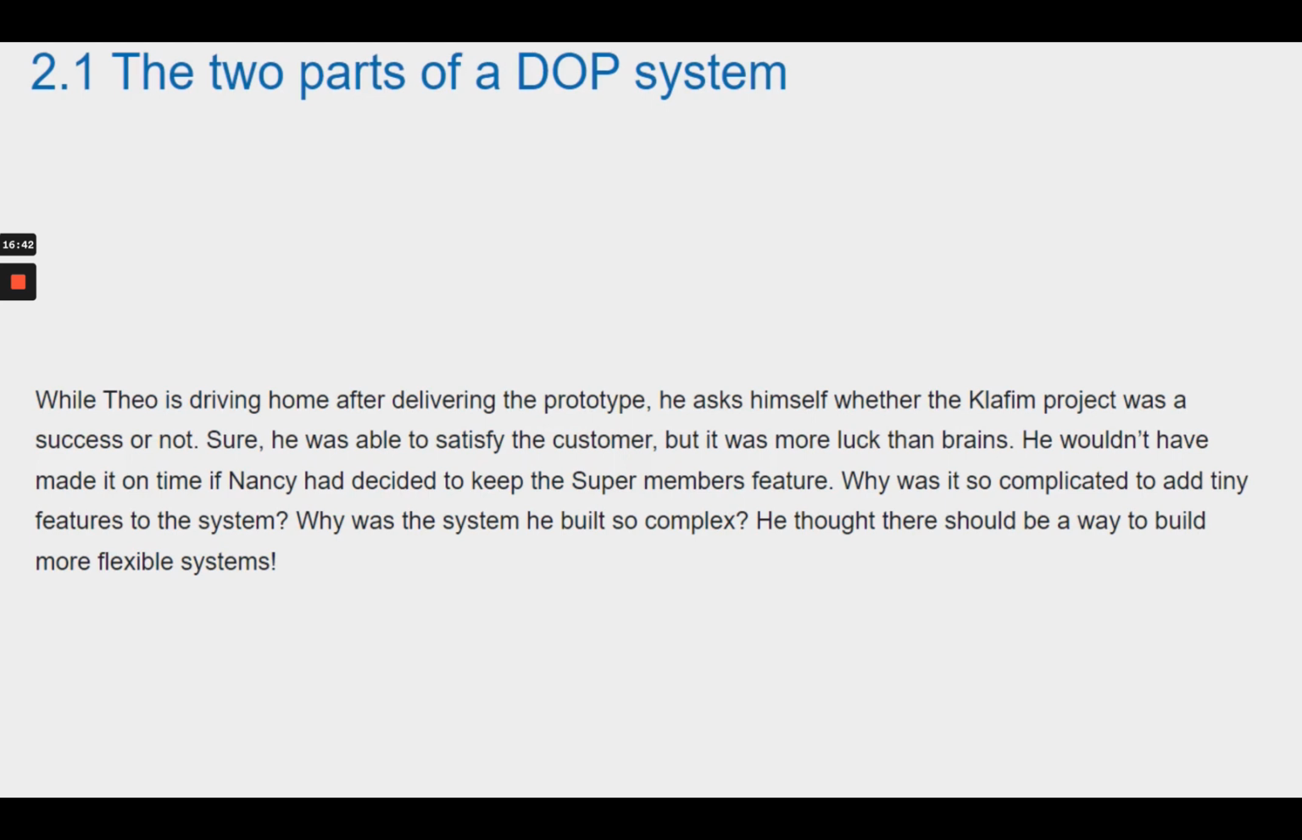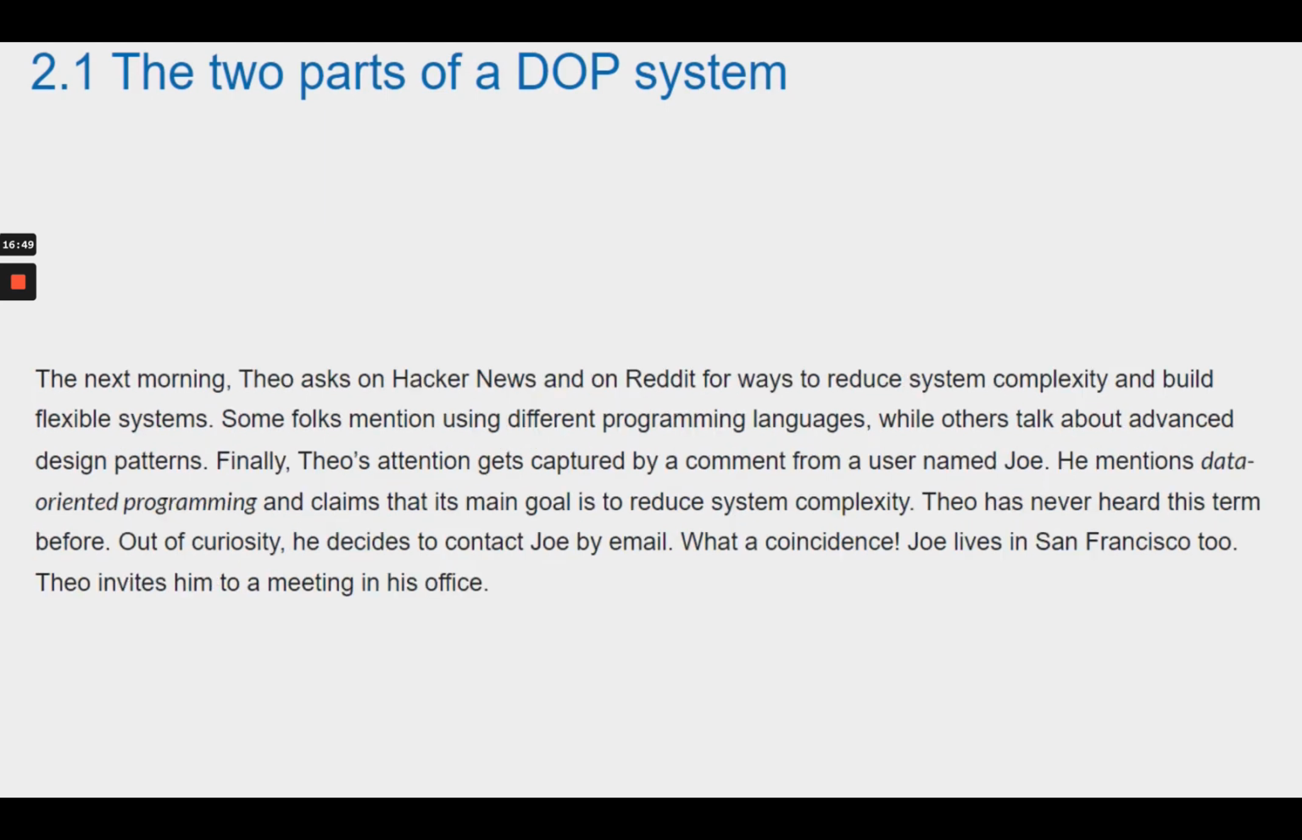Why was the system he built so complex? He thought there should be a way to build more flexible systems. The next morning, Theo asks on Hacker News and on Reddit for ways to reduce system complexity and build flexible systems. Some folks mention using different programming languages, while others talk about advanced design patterns. Finally, Theo's attention gets captured by a comment from a user named Joe.